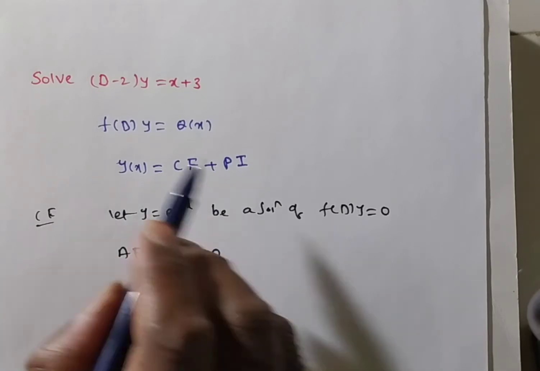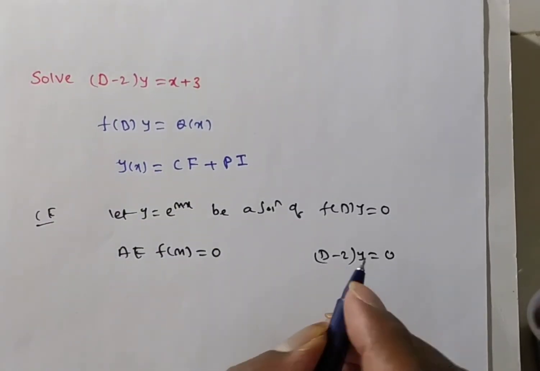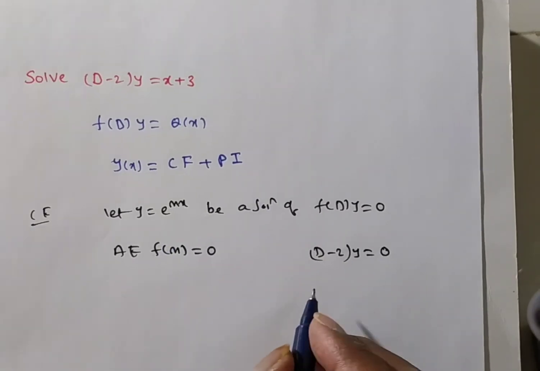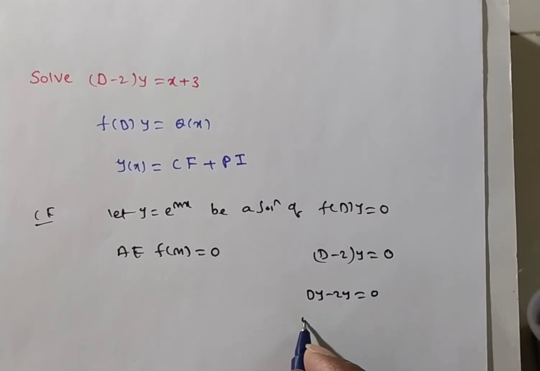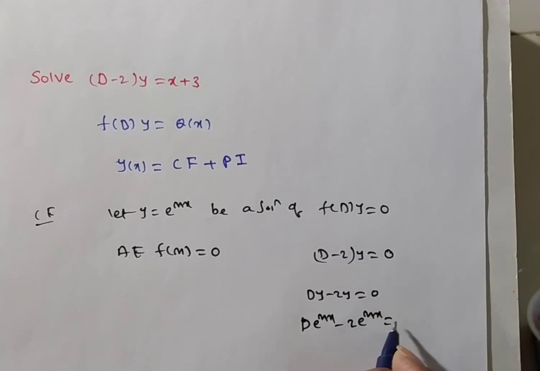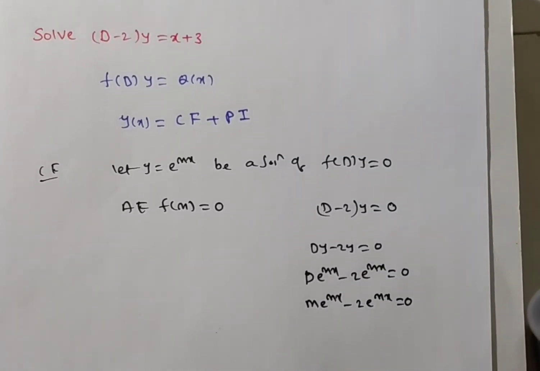See friends, f(D)y = 0. What I can get is (D - 2)y = 0. Consider y as e^(mx). So Dy - 2y = 0, where y is e^(mx). So D of e^(mx) minus 2 times e^(mx) equals 0. The derivative of e^(mx) is m e^(mx), so m e^(mx) - 2 e^(mx) = 0. Taking e^(mx) common, I will have (m - 2) = 0. Then m = 2.